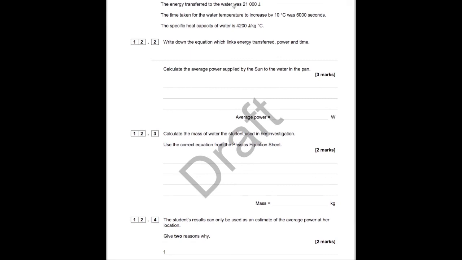The energy transferred to the water was 21,000 joules. The time taken for the water temperature to increase by 10 degrees was that many seconds. The specific heat capacity of water is that many joules. Write down the equation which links energy transferred, power and time. So energy transferred equals power times time.